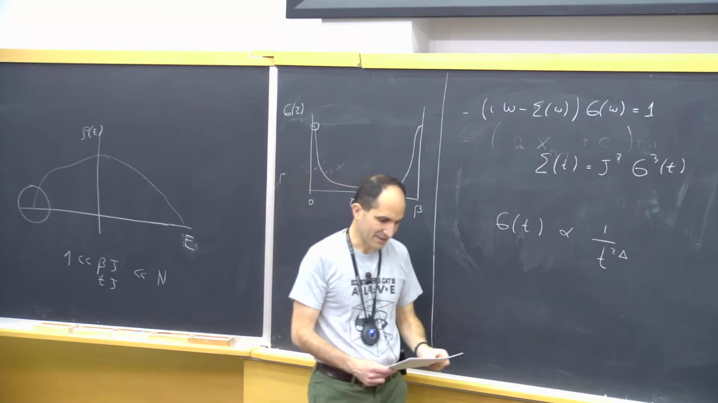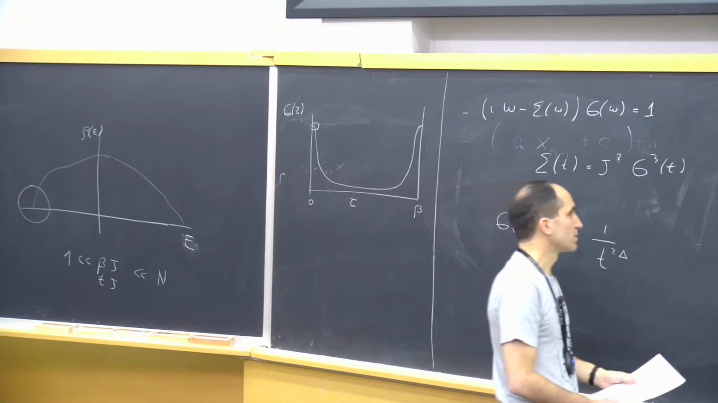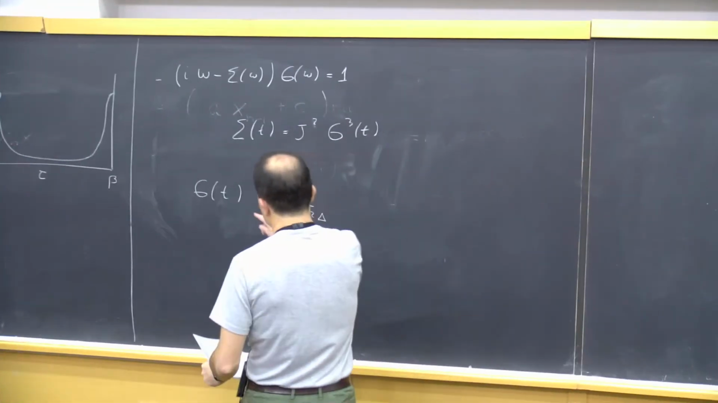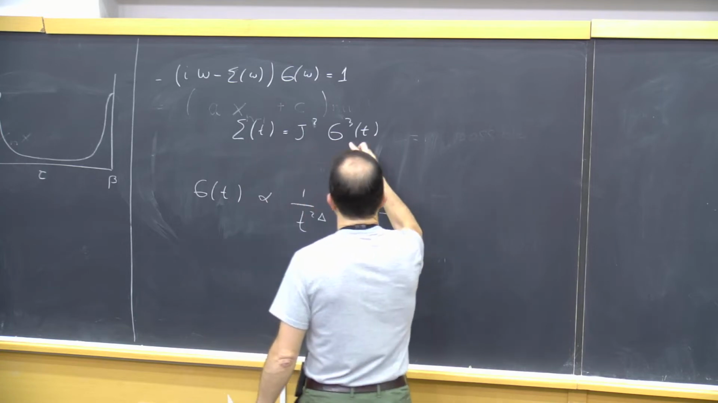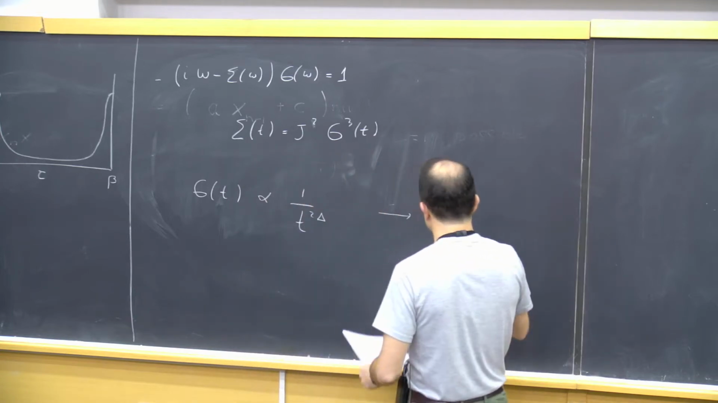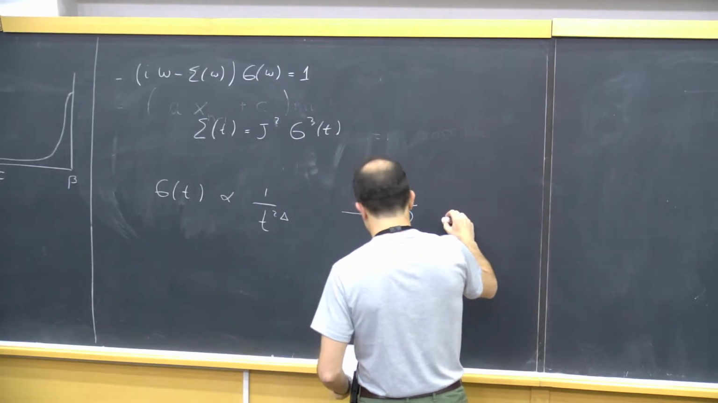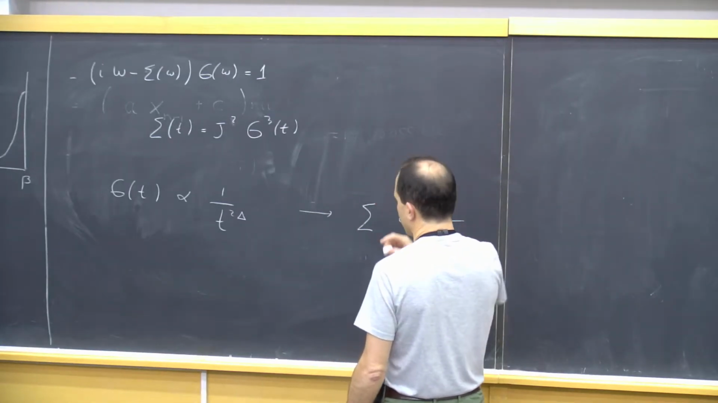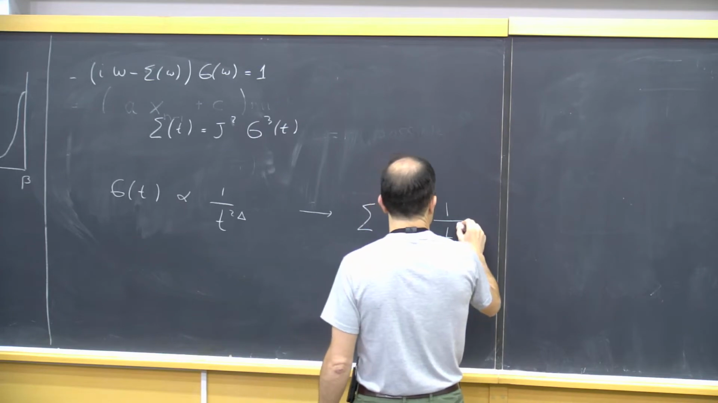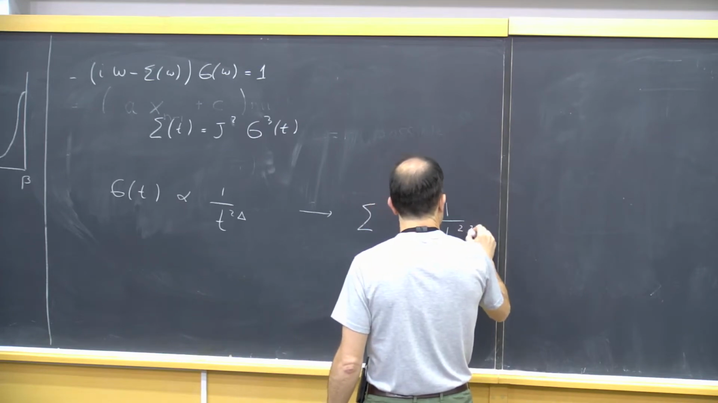In a very specific case. So what do we do? So we start with the scaling ansatz. Then from here, using equation number 2, we could calculate sigma, which would be proportional to 1 over t cubed. So it would be t to the 2 times 3 times delta.